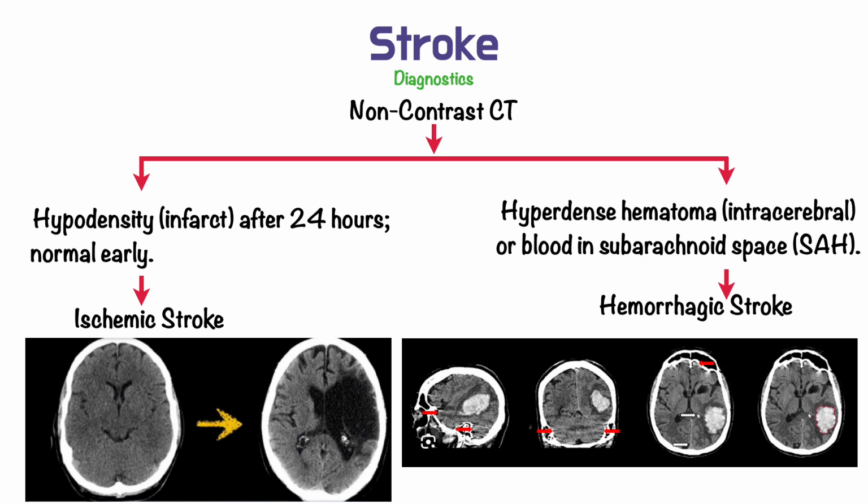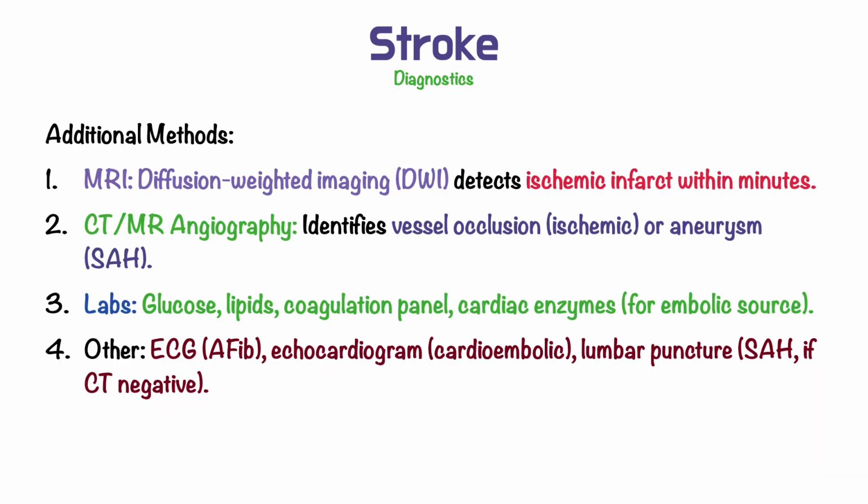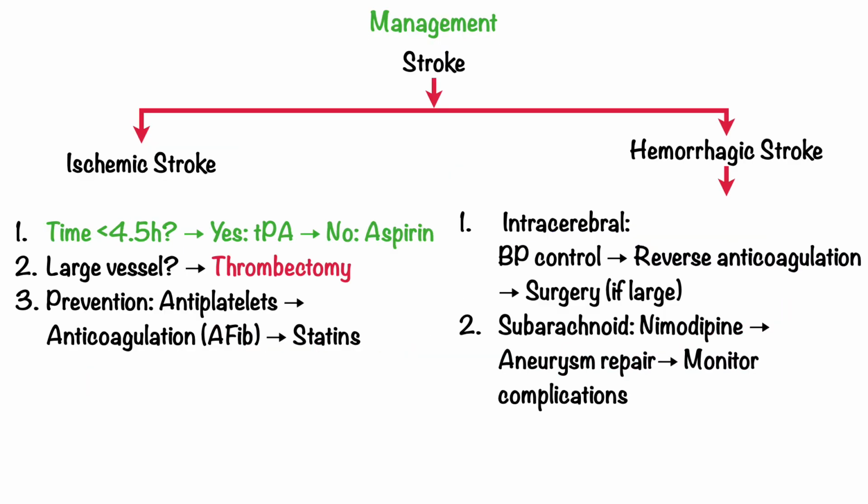There are additional methods to diagnose. You can do MRI, that is diffusion weighted imaging, that detects ischemic infarct within minutes, right? You can do CT angiography or MR angiography, that is magnetic resonance angiography. It identifies vessel occlusion as in ischemic stroke or aneurysm as in subarachnoid hemorrhage, right? You can also check labs like glucose, lipids, coagulation panel, and cardiac enzymes for embolic sources. The other ways are ECG as in AFib, echocardiogram as in cardioembolic, and lumbar puncture as in subarachnoid hemorrhage if CT is negative. And the management of the case is done differently, right?